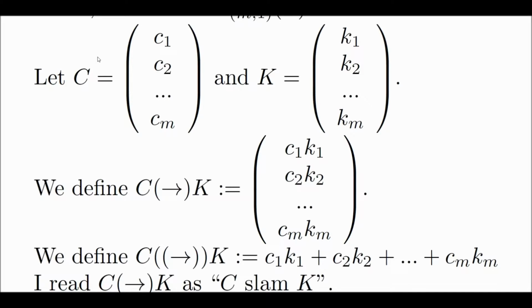So I'll explain how to multiply matrices together. Let's say I have two column matrices. Let C be this column matrix and let K be this column matrix. I'll define this: if I write C and then K and then I put an arrow inside of parentheses between them, then I just mean you slam these two columns together.